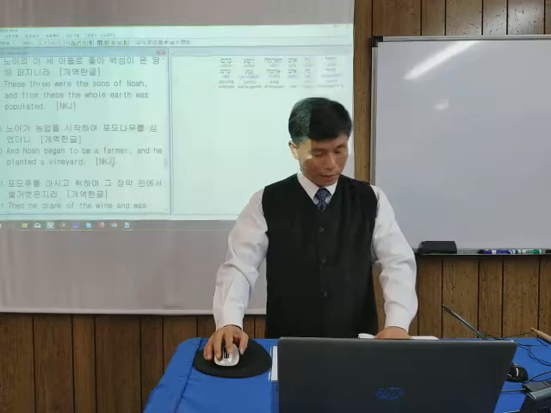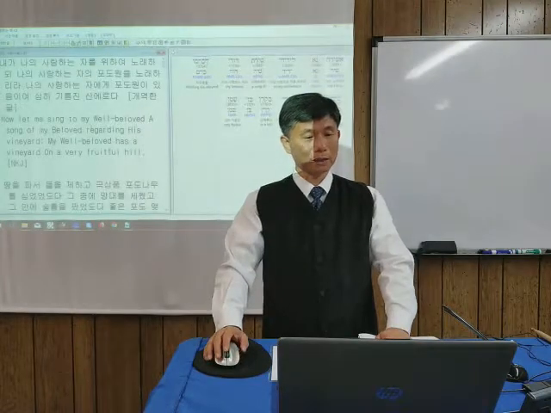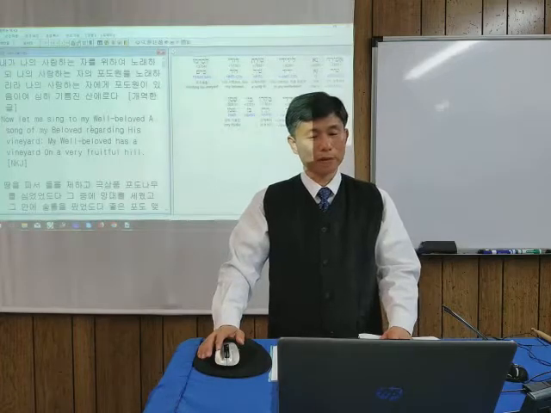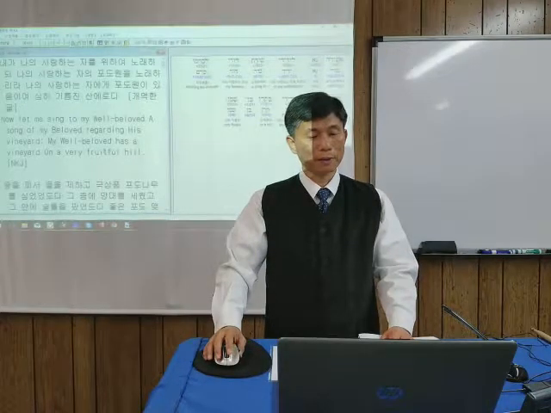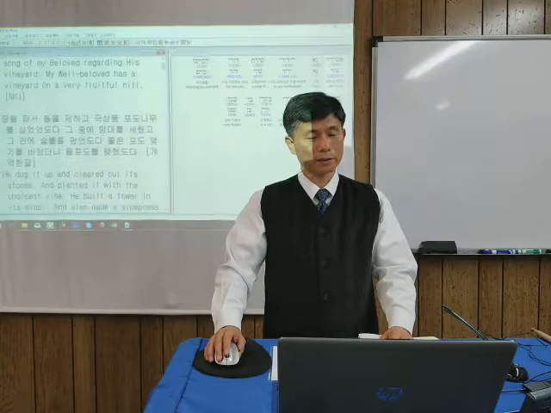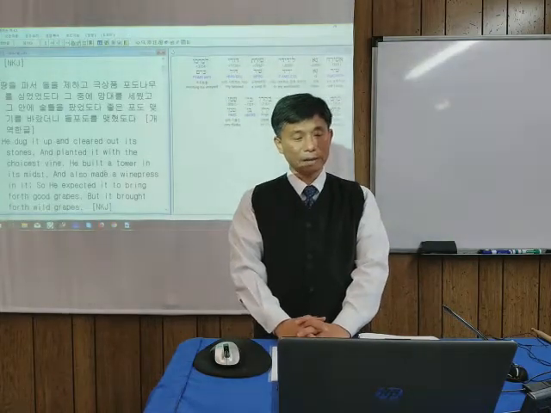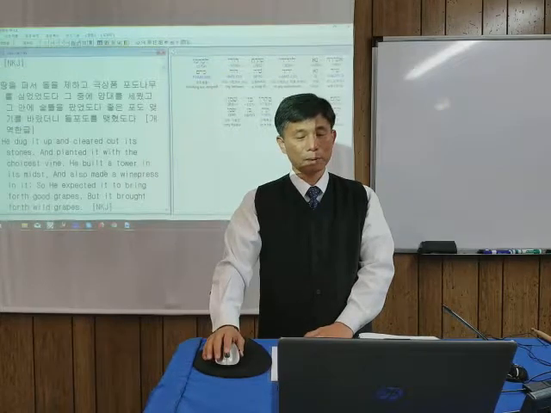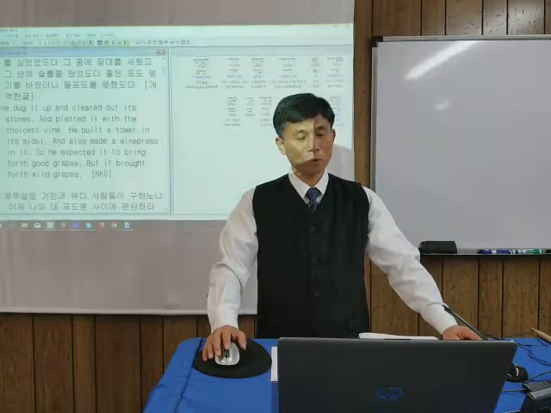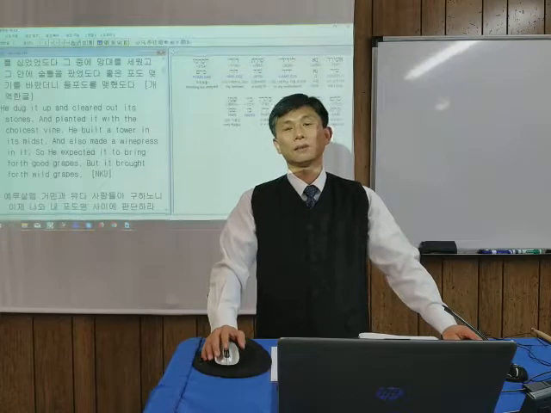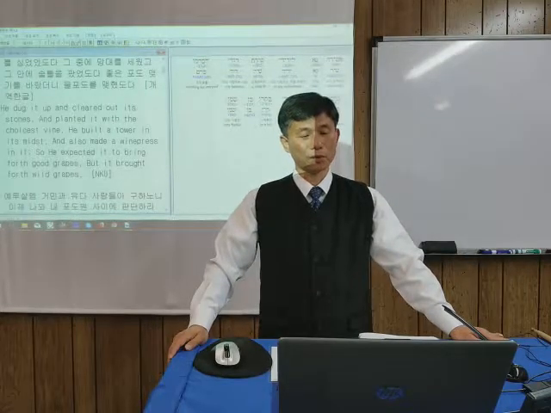Okay? Let's go to Isaiah 5:2. We can start from verse 1. Now let me sing to my well-beloved a song of my beloved regarding his vineyard. My well-beloved has a vineyard on a very fruitful hill. He dug it up and cleared out its stones and planted it with the choicest vine. He built a tower in its midst and also made a vine press in it. So he expected it to bring forth good grapes, but it brought forth wild grapes. Okay? The farmer expected to get good grapes, but it brought forth wild grapes.